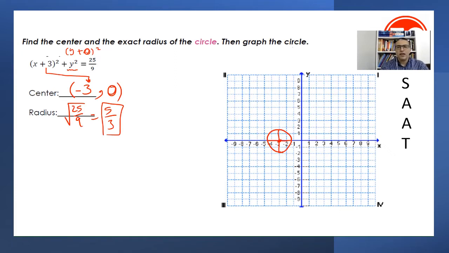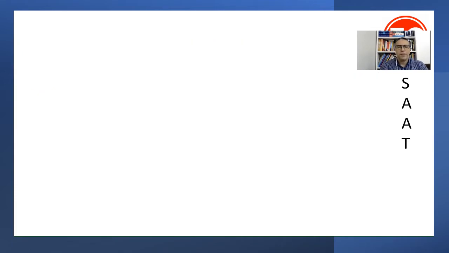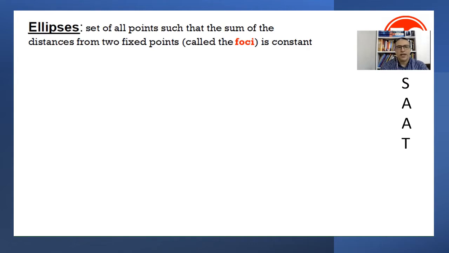The second shape in the conic sections is the ellipse. And an ellipse is not the same as a circle. A circle is a closed curve equidistant from a point inside it. But the ellipse is a closed curve which is equidistant from 2 points inside it. We call them foci. Notice that foci is the plural of the word focus.